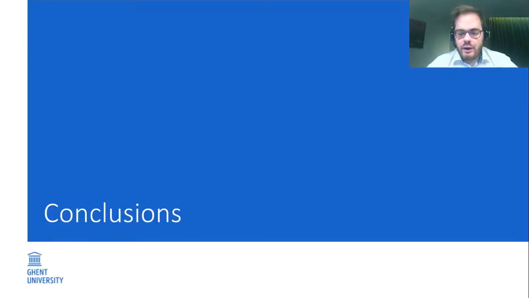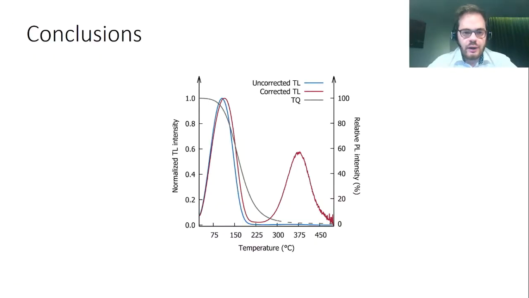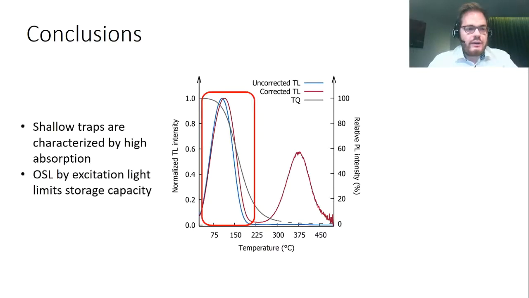This brings me to my conclusions. So here we have this graph of the thermoluminescence curves once more, and we had shallow trapping defects, which are characterized by a high absorption for excitation wavelengths, which induces OSL by excitation light, and which in turn actively limits the storage capacity of these phosphors. So if we want to improve on their performance, we should probably try to reduce this optical absorption.